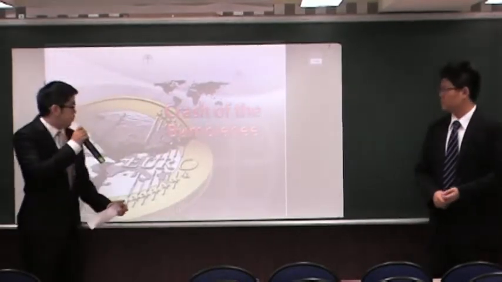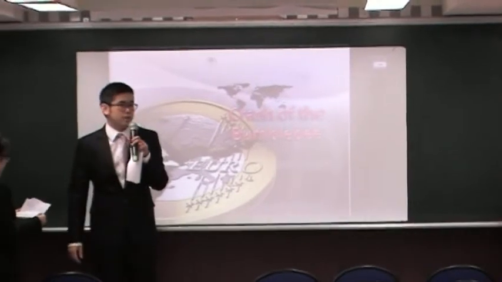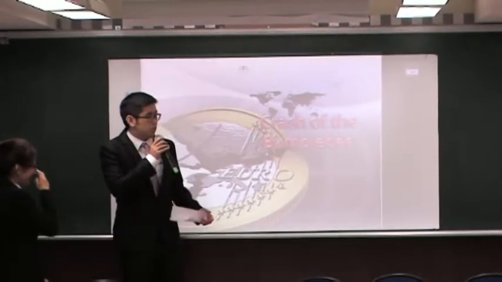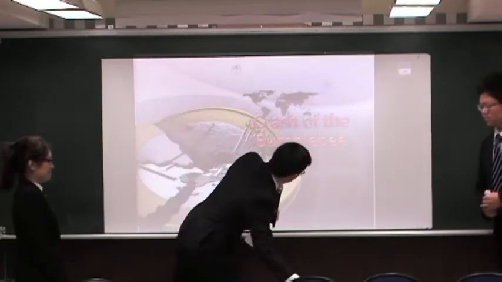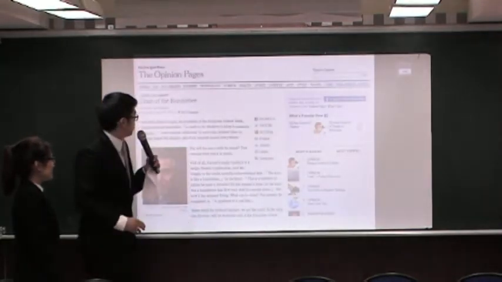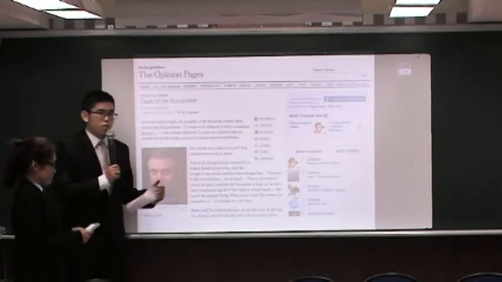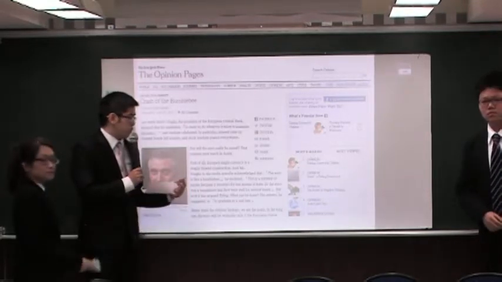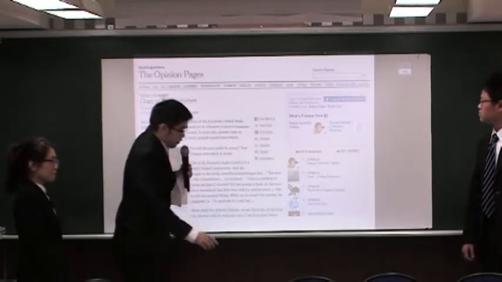Hello everybody, today we're going to talk about Crash of the Bumblebee. Before we started, does anybody have some question about what's the bumblebee? We have the question, what's the bumblebee? This is a column in the New York Times, which was written by Paul Krugman, who won Nobel Prize in 2008. And now let's get started.